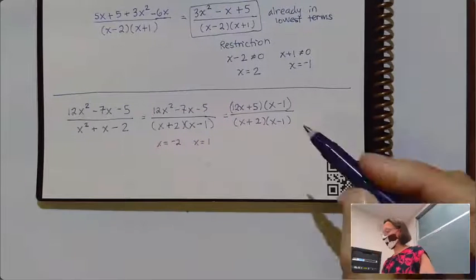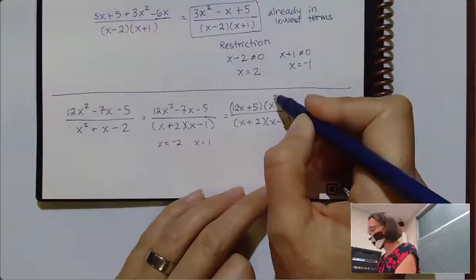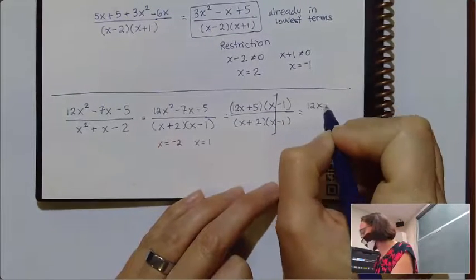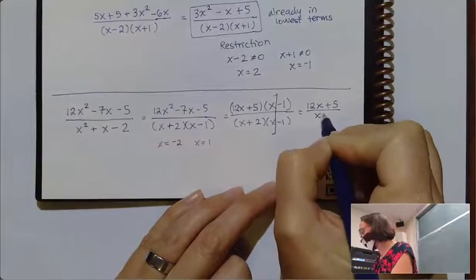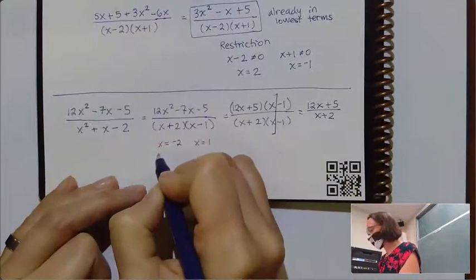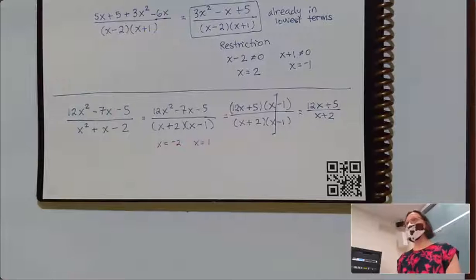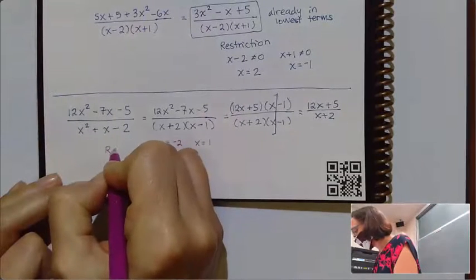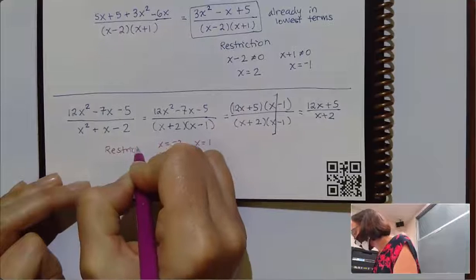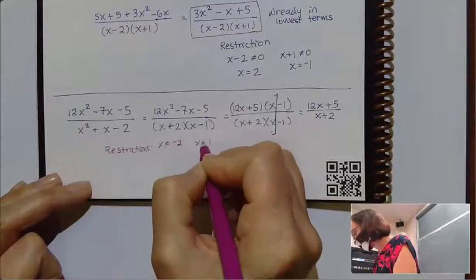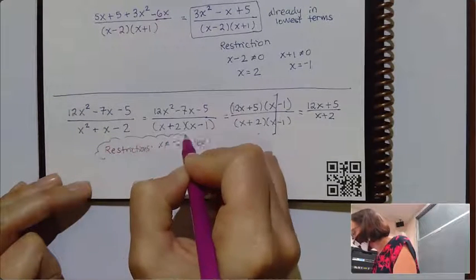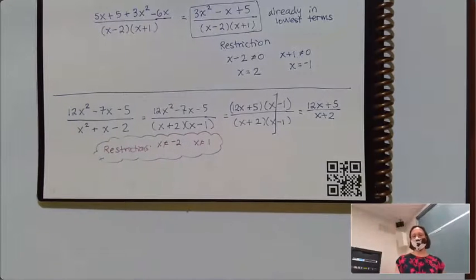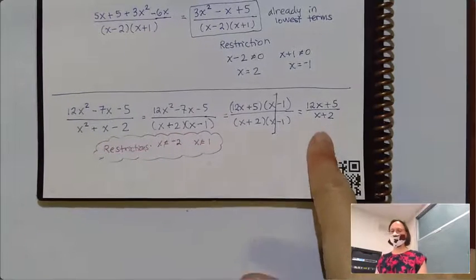By the way, that means that the x minus 1 over x minus 1 can reduce out, and I'm left with 12x plus 5 over x plus 2. But both of these are still restrictions on my variable. Because I want to keep the restrictions from the original problem, not just after I've reduced it.